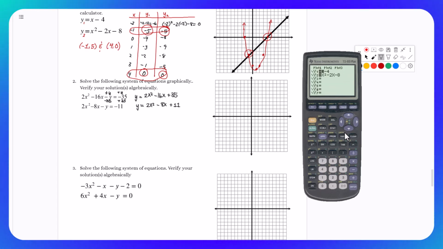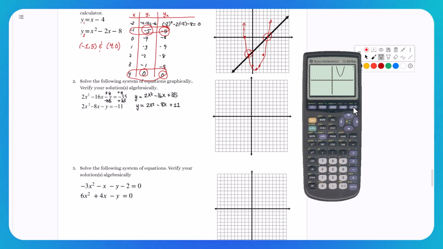We're going to delete what we had before, and to put them in, we're going to go 2, and remember the X button is right here. Squared minus 16x plus 35. And go down to the next one. 2x squared minus 8x plus 11. And hit graph.